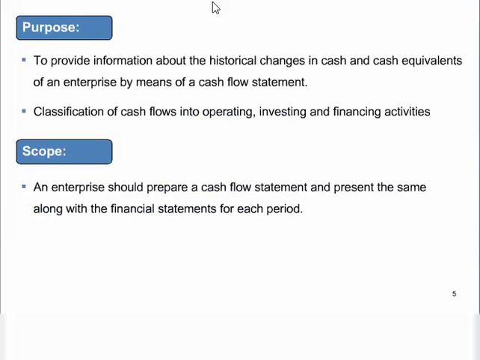So now let's understand what is the purpose and scope of cash flow statements. The purpose of cash flow statement is to provide information about the historical changes in cash and cash equivalents of an enterprise by means of a cash flow statement. So it really gives a user of a financial statement an understanding that how the cash, which was the opening balance, has moved on and what have been the changes across various activities to reach to the closing balance, how the company has generated cash and how has it used cash across its various activities.